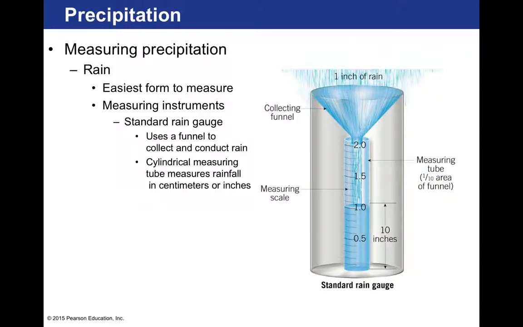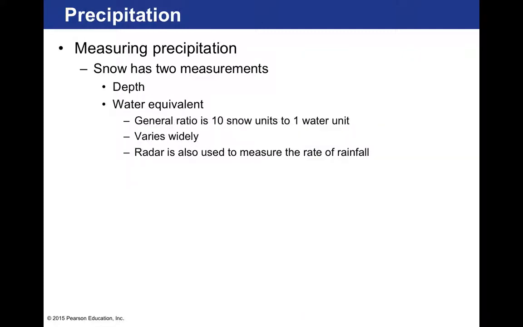Measuring rain is fairly simple. It's the easiest form to measure. You can use your standard rain gauge, which uses a funnel to collect and conduct rain. Its cylindrical measuring tube measures rainfall in centimeters or inches typically. And snow has two measurements, its depth and also its water equivalent. The general ratio is 10 snow units to every 1 water unit. So if we had 10 inches of snow, we would typically say that would be 1 inch of rain if it were a rainstorm. This varies widely, but that's at least a good indication to figure out how much snow you're getting relative to if it was rain precipitation.